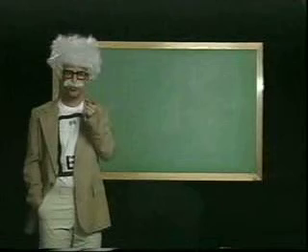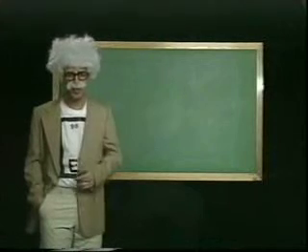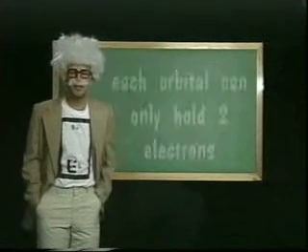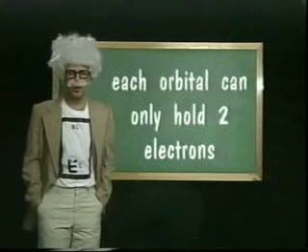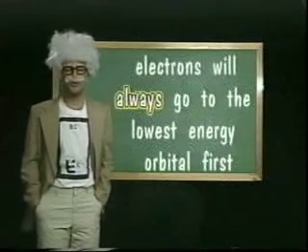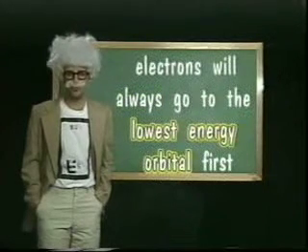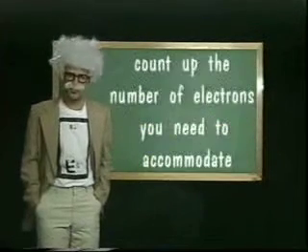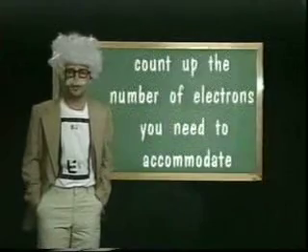Hold it. How do I know how many bonding electrons and how many anti-bonding electrons there are? Glad you asked. It's not too hard, actually. Remember that each orbital can only hold 2 electrons, and electrons will always go to the lowest energy orbital first. So, count up the number of electrons you need to accommodate.